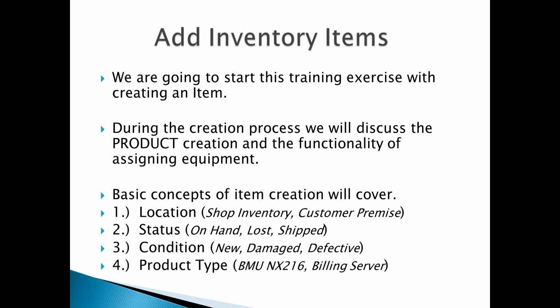So add inventory items. We're going to start this training exercise with creating an item. During the creation process, we will discuss the product creation and the functionality of assigning equipment. Basic concepts of item creation we will cover is the location. So we're going to define locations, and on the right we have some examples. So shop inventory, maybe the location is the customer premise. Next we have different statuses for equipment, different conditions, so whether it's damaged, defective, new, and then different product types.